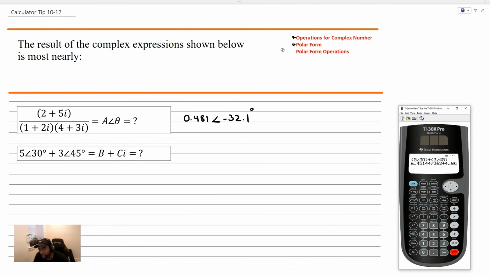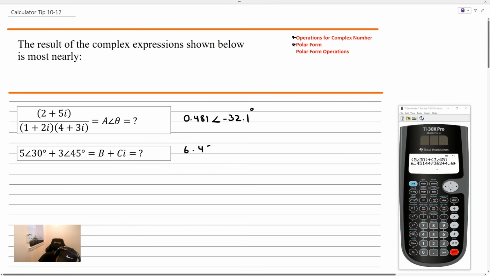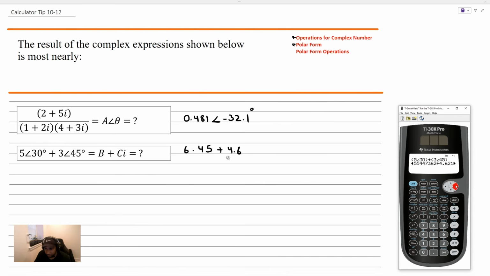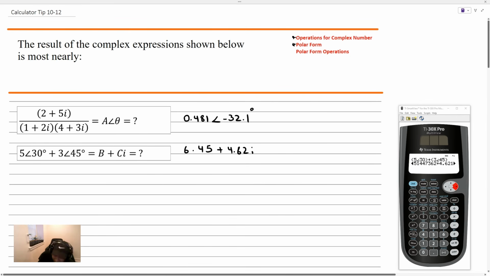And what we get is this answer here. This is an answer in the form a plus bi, which is exactly what we want. So we're going to go ahead and log this down. If we wanted to convert it to polar form, we could do that as well. So this is 6.45 plus 4.62i. Now, is the imaginary number really there? Let's make sure. Yes. Okay.